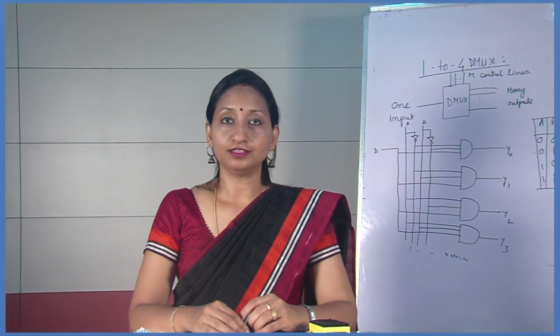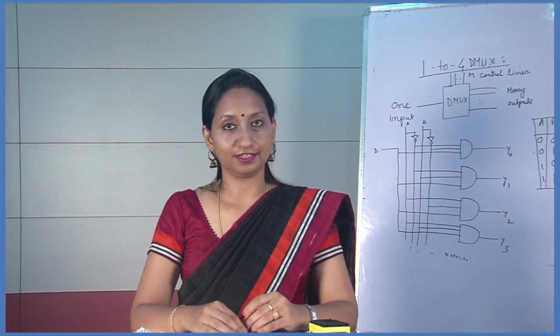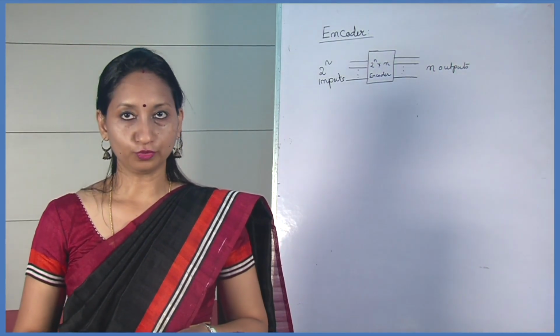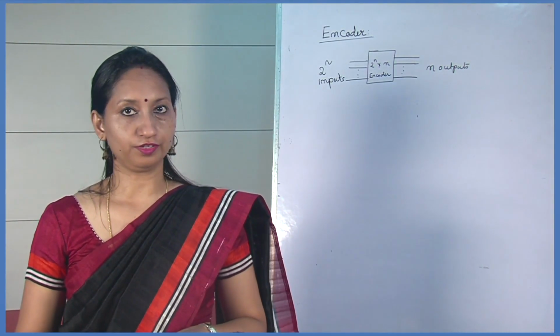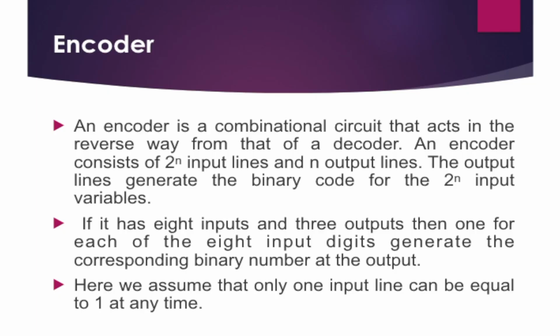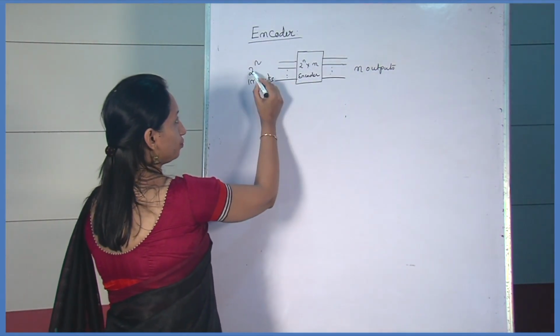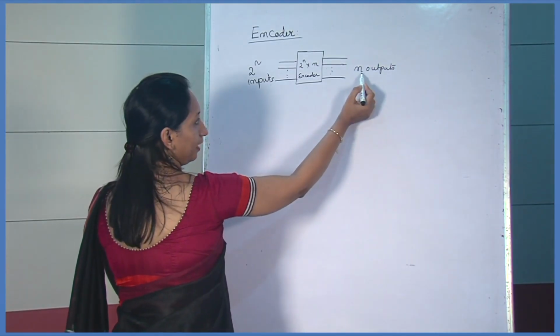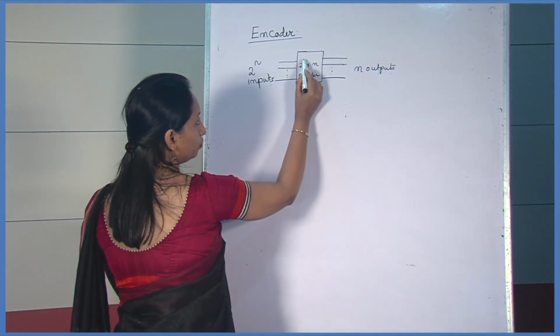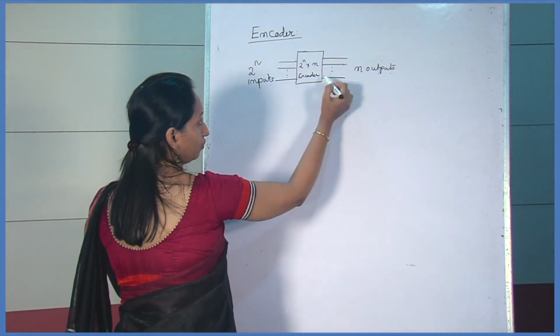Next, we shall see the encoder and decoder combinational circuits. Here, we will see the octal to binary encoder logic circuit. If 2 to the power n is the number of inputs, then there will be n outputs. So the block diagram of the encoder is like this. So this is an encoder. If there are 2 to the power n inputs, then there are n outputs. So it is a 2 to the power n into n encoder.